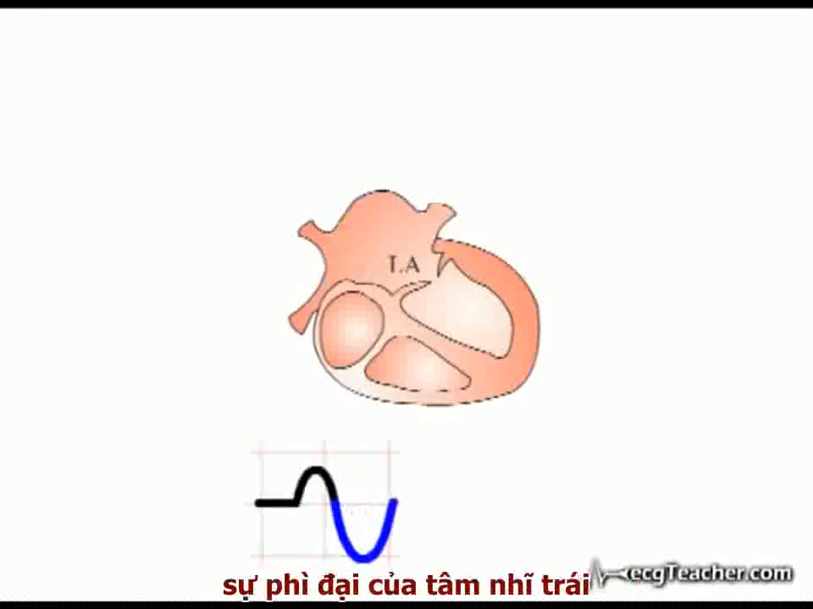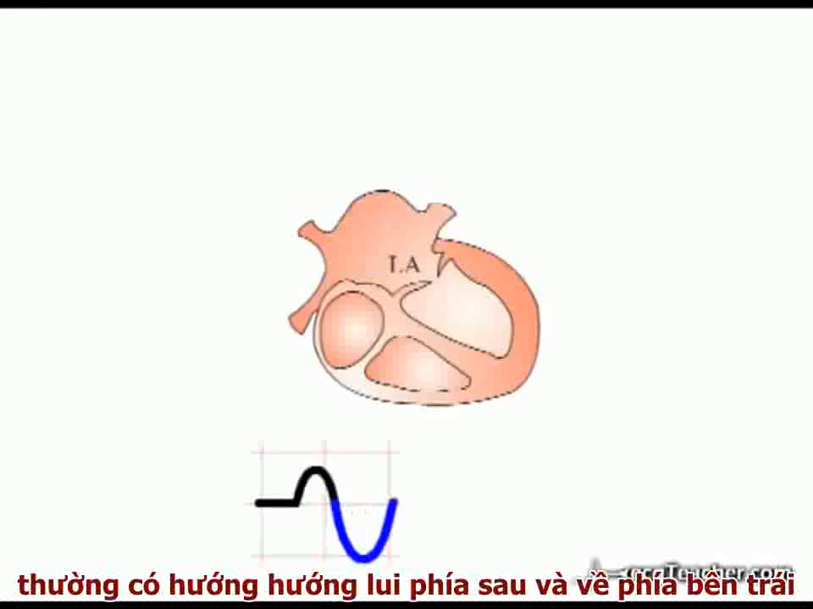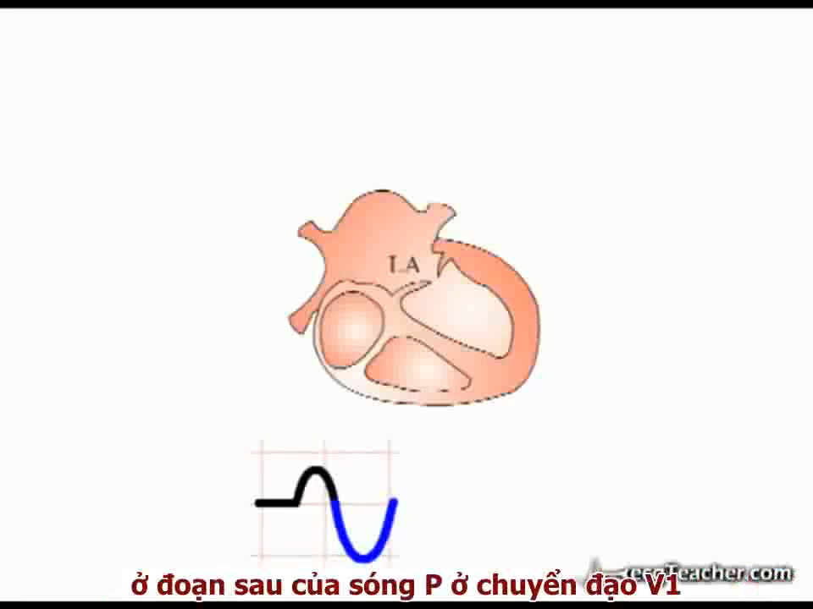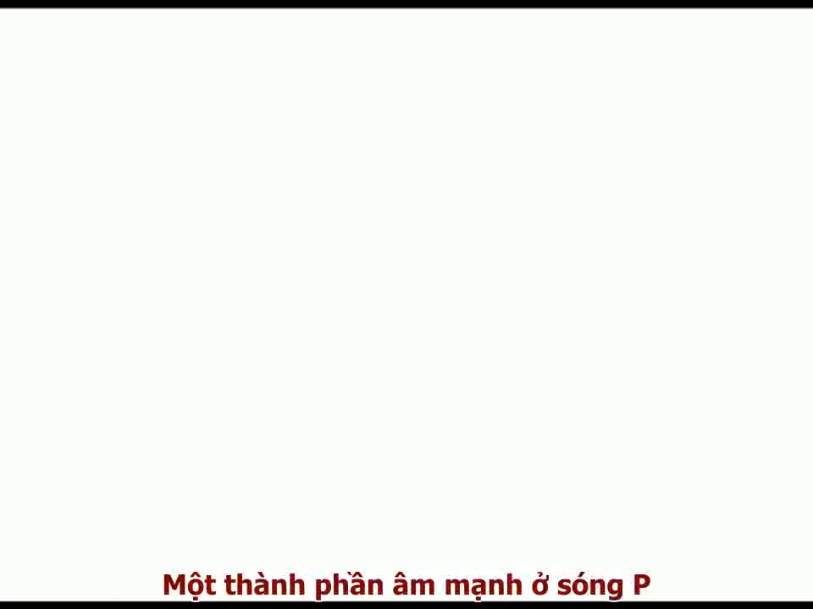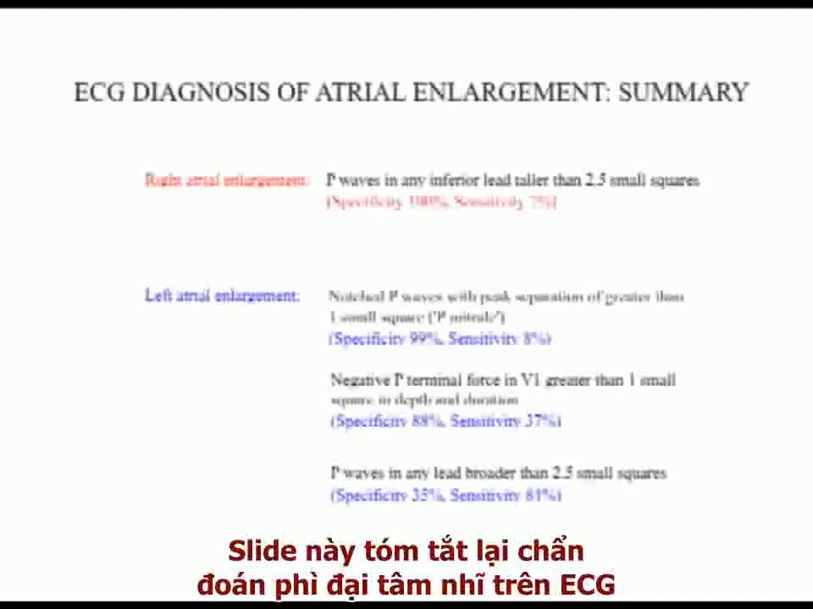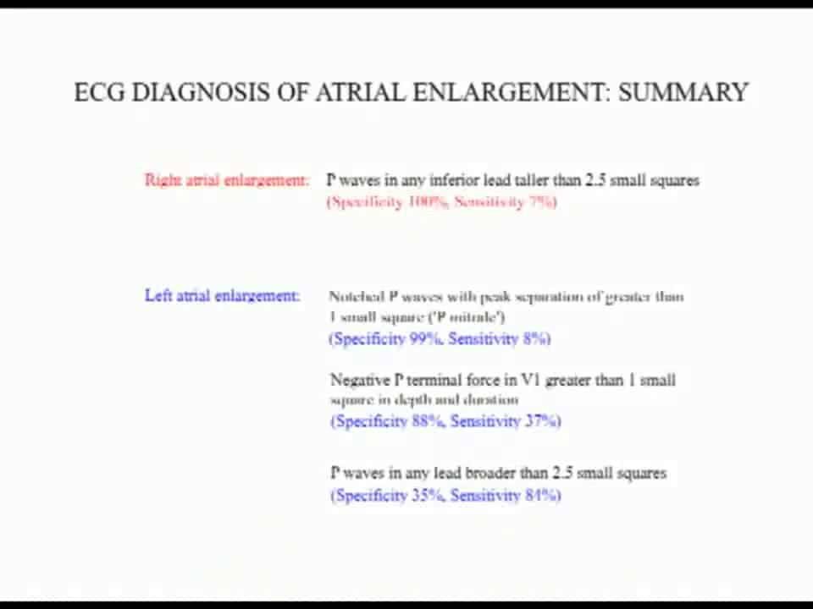Enlargement of the chamber is usually directed posteriorly and to the left, and this can result in a very prominent negative terminal component to the P wave in lead V1. A negative P wave component in lead V1 greater than one small square in width and depth is suggestive of left atrial enlargement. This slide summarizes the ECG diagnosis of atrial enlargement.